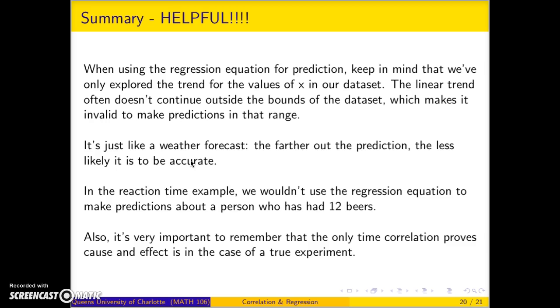And then here are a couple things I need to mention. When you do a regression equation, all we have done is look at the trends and describe that trend for the values of x in the data set. So we don't necessarily know that the trend continues outside the bounds of this data set. So we wouldn't want to plug in values outside the range of our data set. So for example, we wouldn't want to plug in 50 beers. A person wouldn't drink 50 beers for our data, because they stayed in the range of 6.